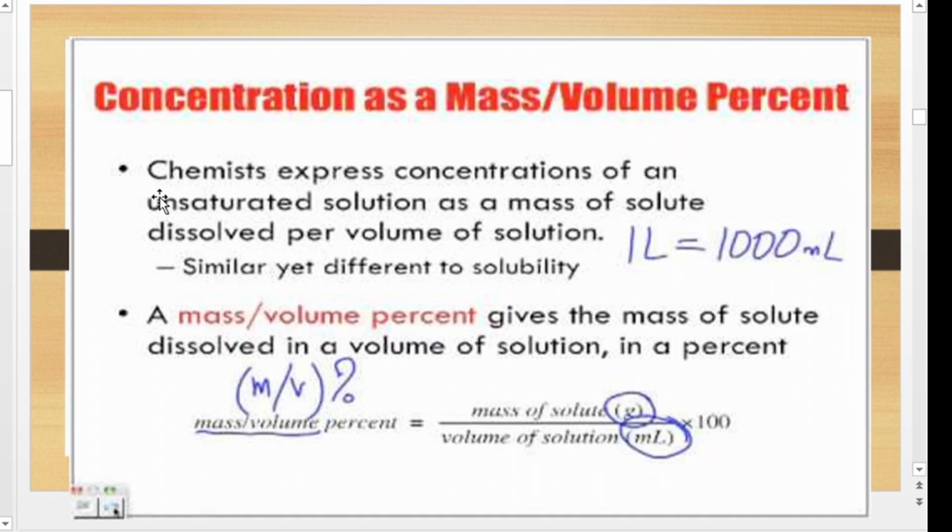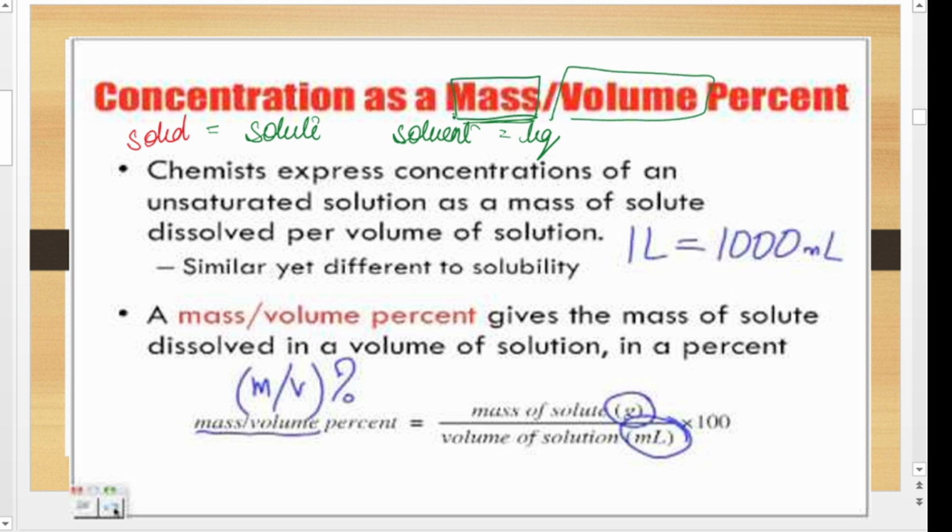Another way: supposing I have a mixture in which my solute is in solid form and my solvent is in liquid form, for example, sugar dissolved in water. In such cases, finding the mass of the solid is easier and finding the volume of the liquid is easier. So then we generally go for mass by volume percentage. How will we find it? It will be mass of the solute upon volume of the solution. And again, for a very dilute solution, you can neglect the volume of the solute.